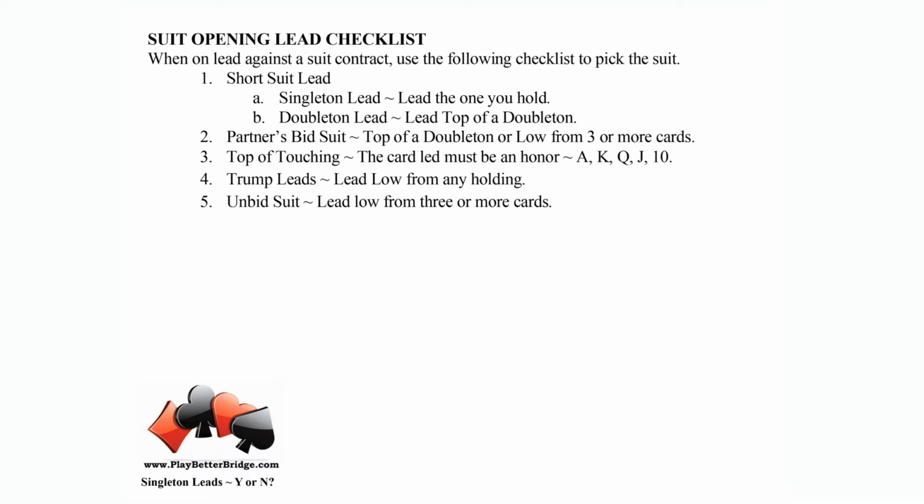If you don't have a short suit lead, then you lead partner's bid suit. You lead top of a doubleton or low from 3 or more. If partner didn't bid a suit, you look for top of touching honors, right? And top of touching honors means that you're leading an honor. And then if you don't have top of touching, the next choice is a trump lead.